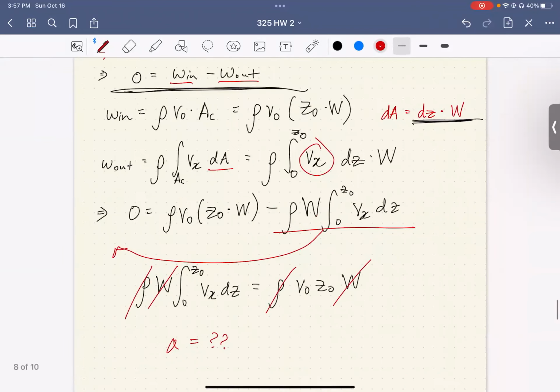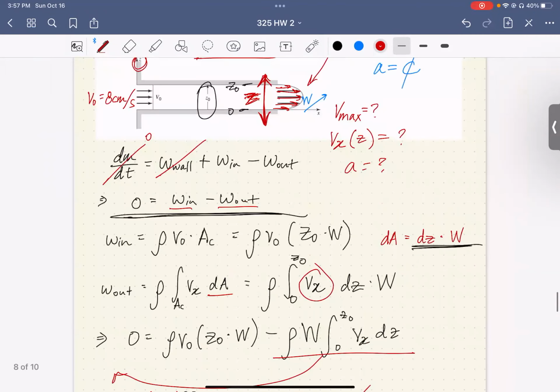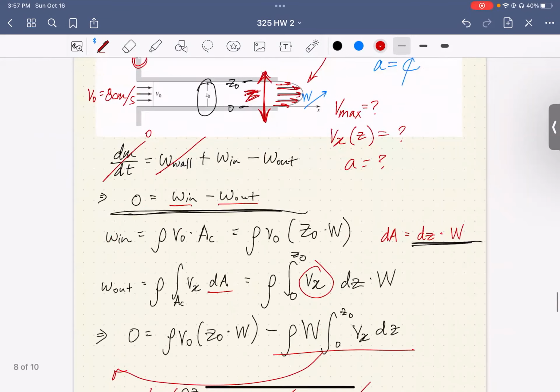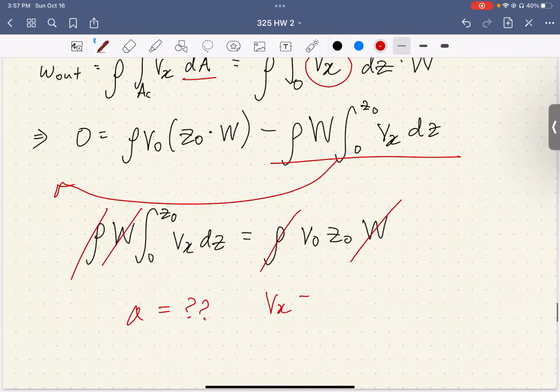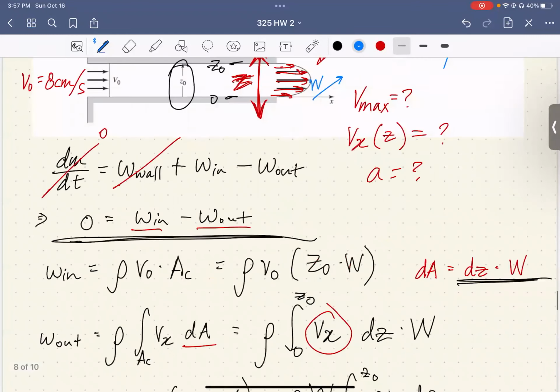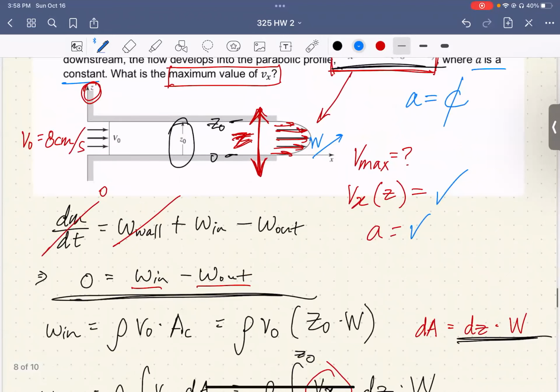That's because you're going to be plugging in your expression right here, Vx equals A Z times (Z0 minus Z). And an easy way is to distribute this out and then take the integral. And you'll end up with Z0 terms, and you'll have A terms, and you'll basically find that A value that allows us to actually continue on. So once we know A, then we know Vx. You can just plug that A right back into Vx.